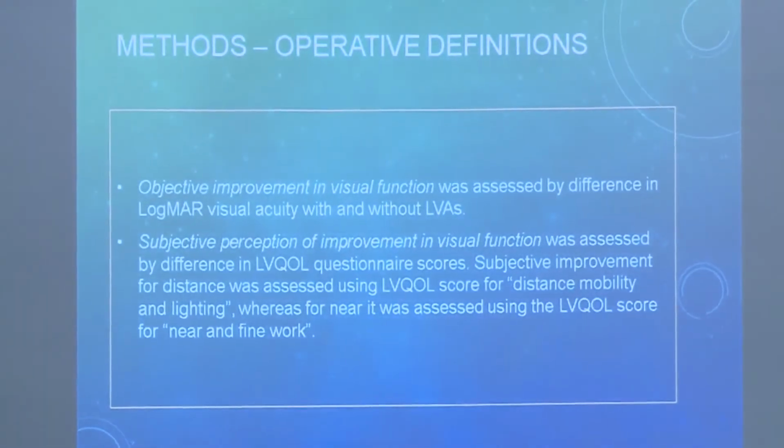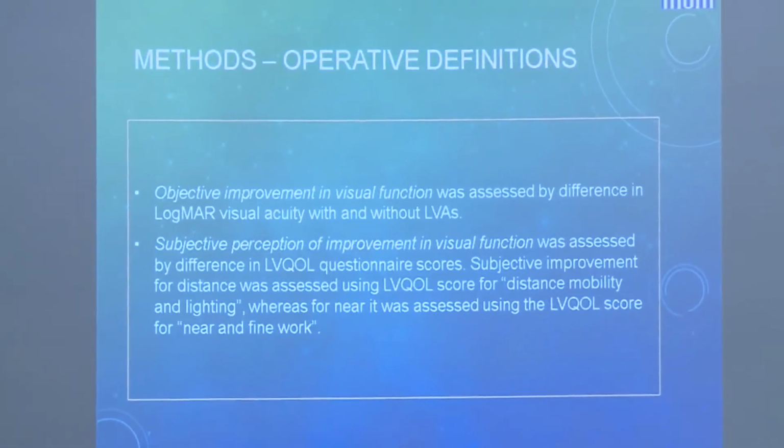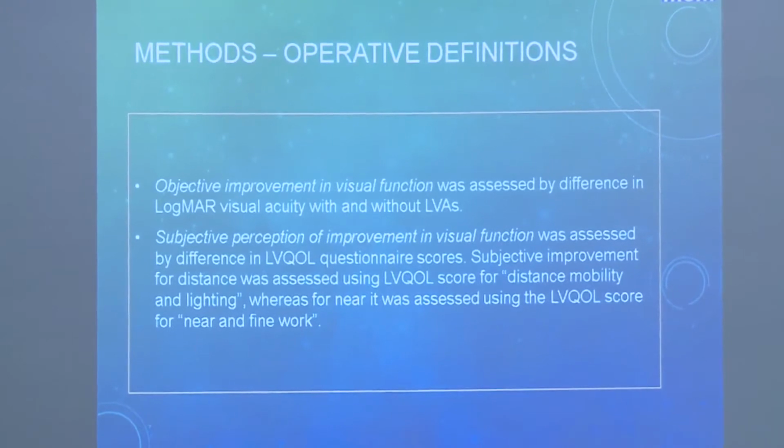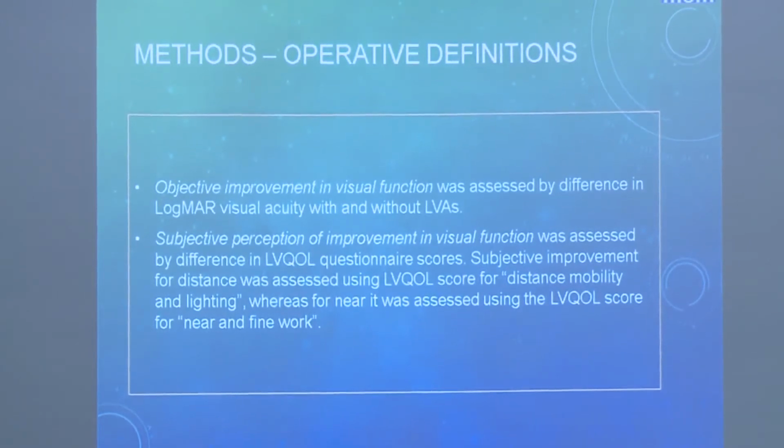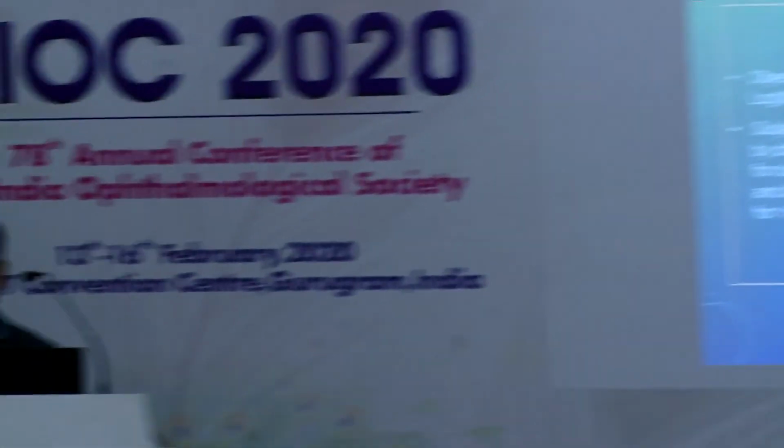In our definition, the objective improvement in visual function was assessed on the improvement seen with low vision aids on the high contrast visual acuity chart, which was subtracted from the previous visual acuity. And the subjective perception of improvement in visual function was assessed by the difference in LVQL questionnaire scores. For distance, it was the distance, mobility, and lighting part, and for near, it was the near and fine work part.